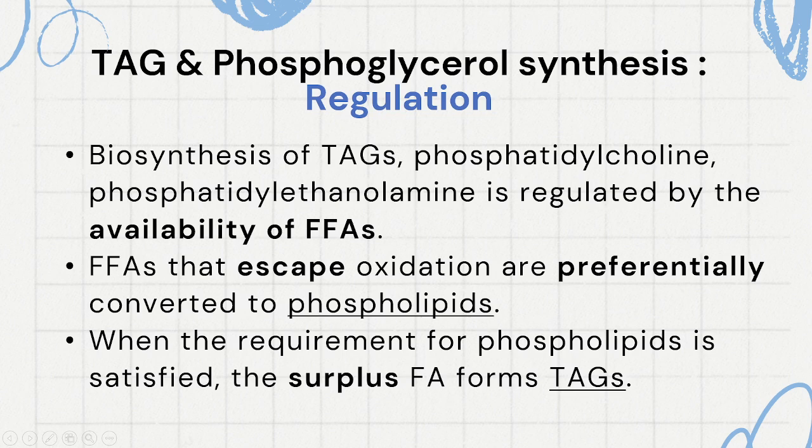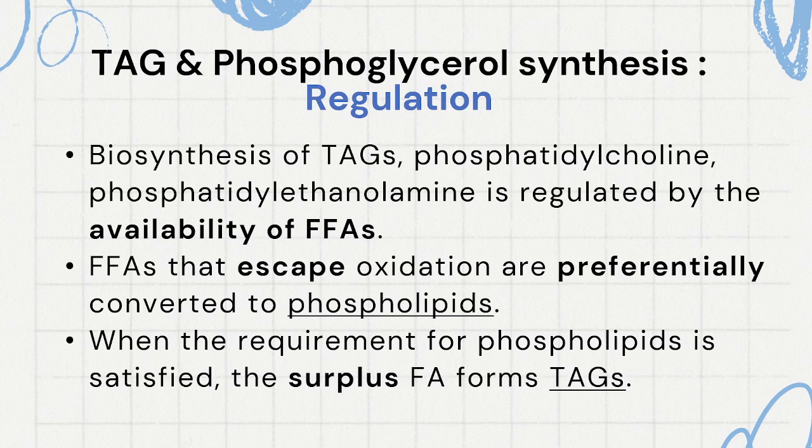How is triacylglycerol and phosphoglycerol synthesis regulated? Biosynthesis of triacylglycerol, phosphatidylcholine, and phosphatidylethanolamine is regulated by the availability of free fatty acids. The free fatty acids that escape oxidation are preferentially converted to phospholipids. So at any time, all the processes are taking place, however, not at an equal rate or at a steady rate.